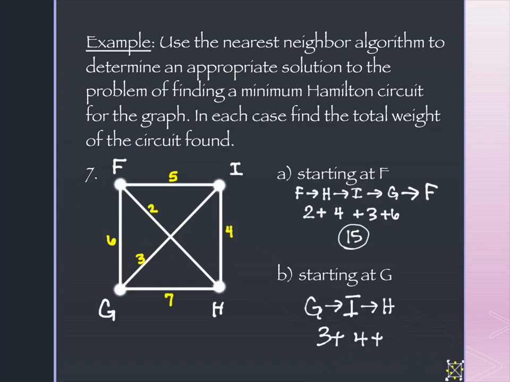After H, I'm out of choices. Where do I have to go? F. HF is 2. And then I go back to G, and FG is 6 again. So 3 plus 4 is 7, plus 2 is 9, plus 6 is 15. It happens to be the same. That doesn't always happen. There's not a magic number kind of thing. But it happened to be the same number.